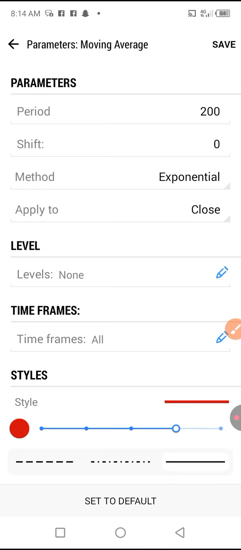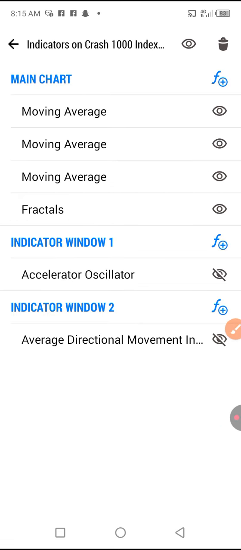The first one is the moving average, which I've been using all my trading life. I haven't changed anything yet. So here is our period 200, shift 0, method exponential, apply to close. Then level none, time frame all. Then here, guys, you need to put your style as you want. You can click it and add it as you want. Then you save. That is the number one moving average.